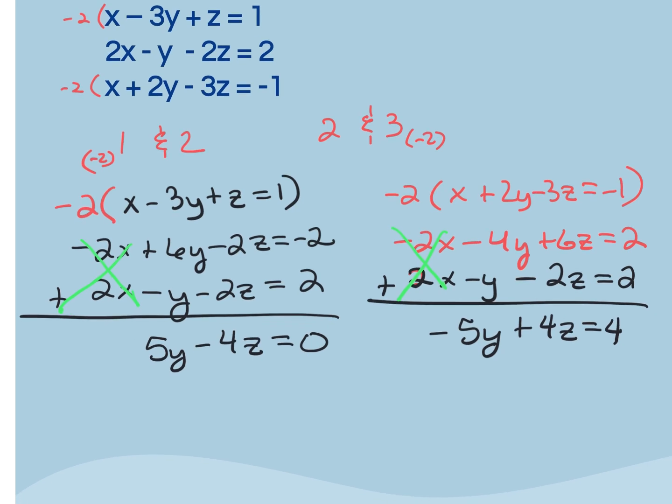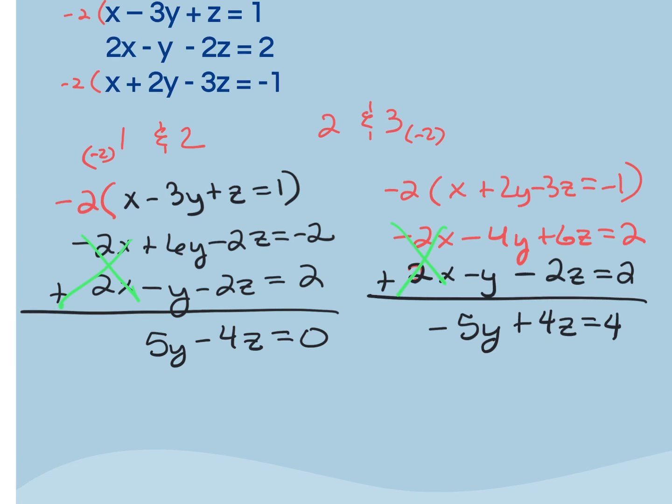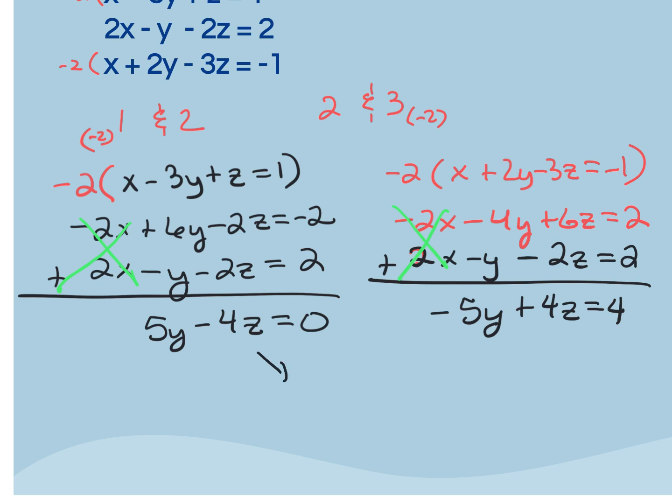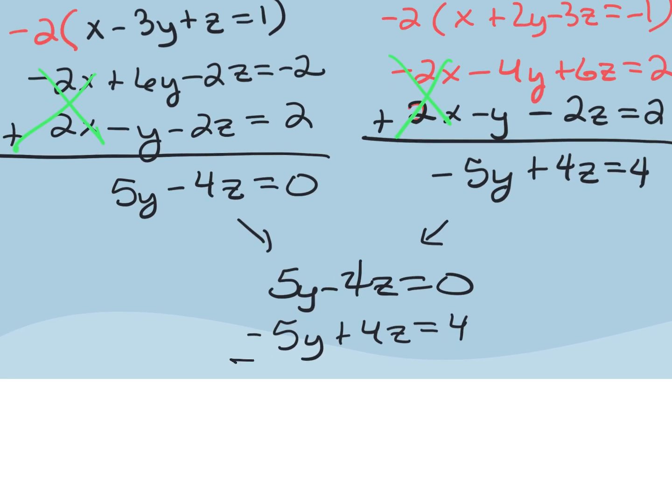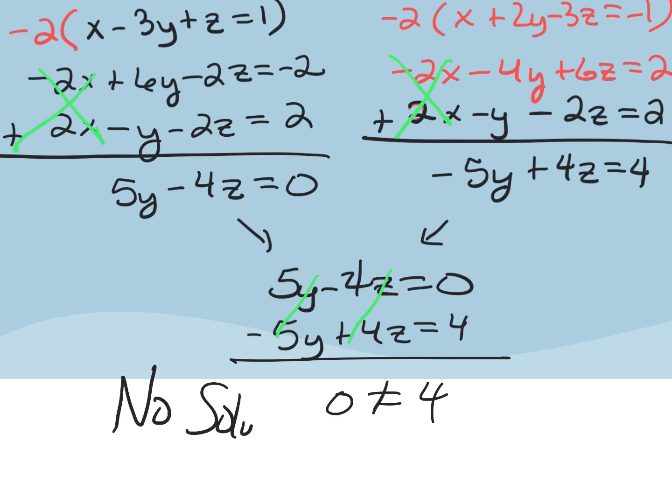Notice when I add these together, both my y and my z are going to cancel. So if I line them up, 5y minus 4z equals 0, and then put the other one underneath it, notice you're left with nonsense, because these all cancel out. You're left with 0 on the left. When this happens, you stop, and it's no solution.